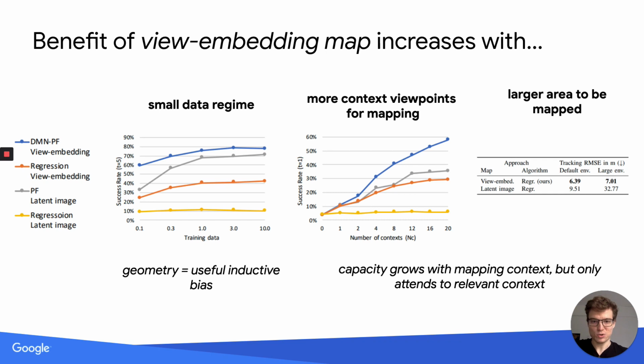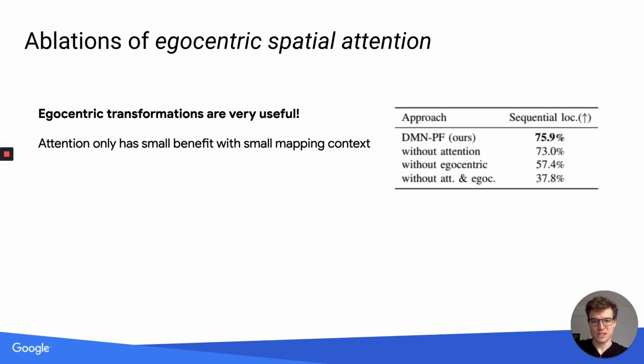The benefit also increased when more viewpoints were given for mapping and when having to map larger areas. This is possibly because the capacity of the view-embedding map grows with the mapping context, but without making it harder to retrieve the relevant information for localization. Ablations of our egocentric spatial attention mechanism show that egocentric transformations are indeed very useful, while the exact implementation of the attention mechanism provided little benefit.